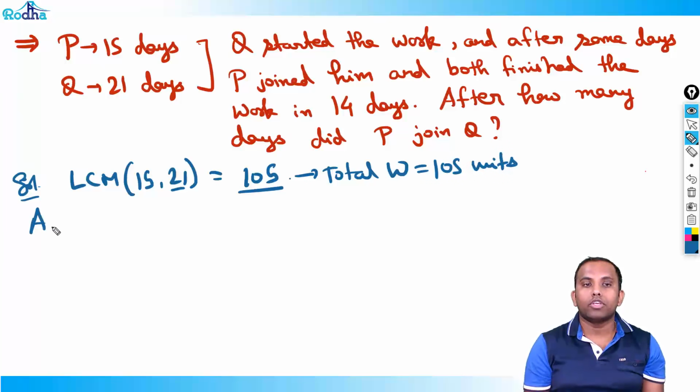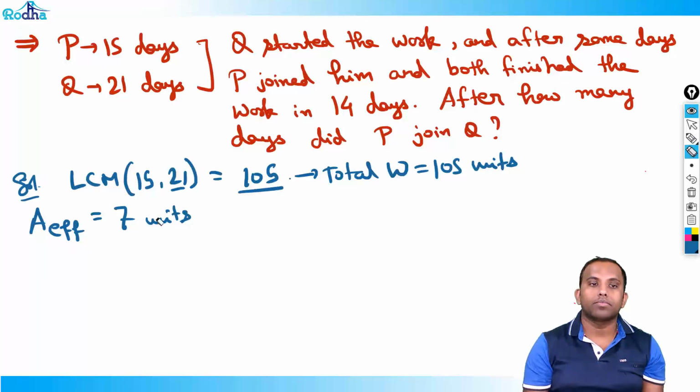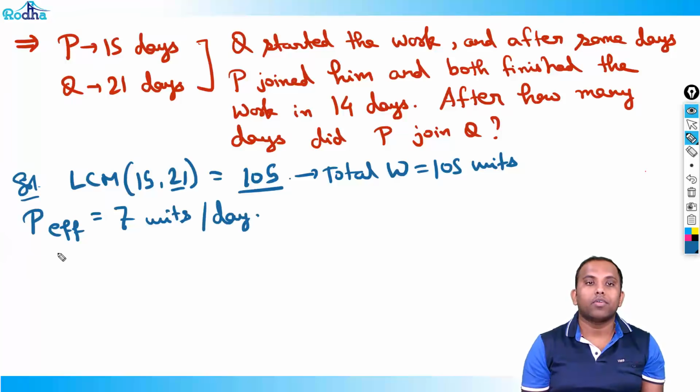Okay. What is the efficiency of A? So 105 units in 15 days. Sorry, not A here, P. Every question can't have A, there can be P also. So P's efficiency is what? 7 units per day. Okay, what is Q's efficiency? 21 times 5 is 105. So Q's efficiency is 5 units per day.